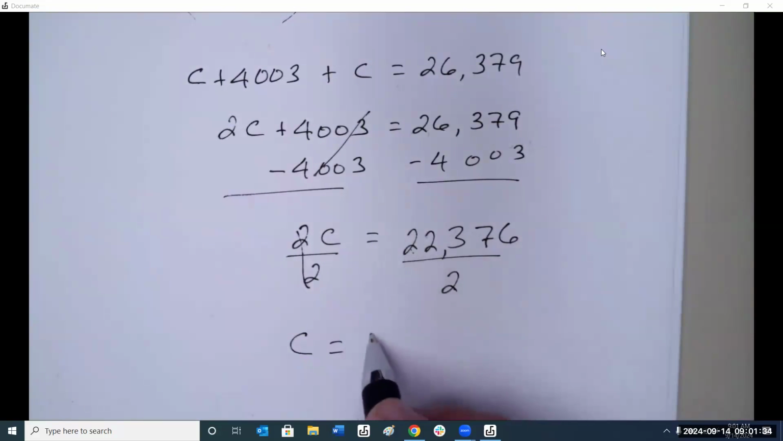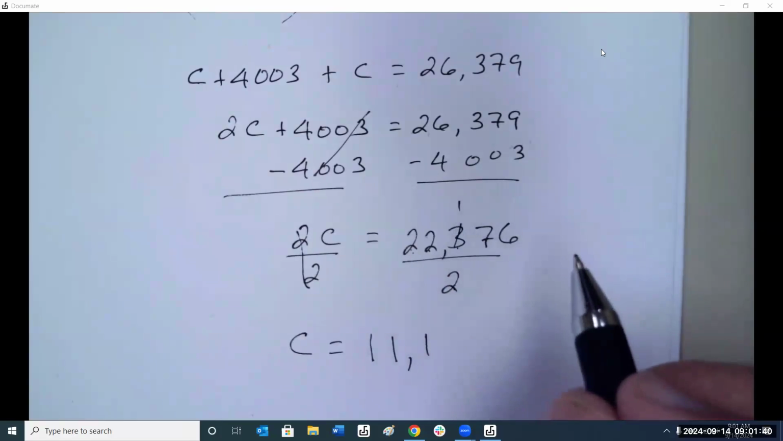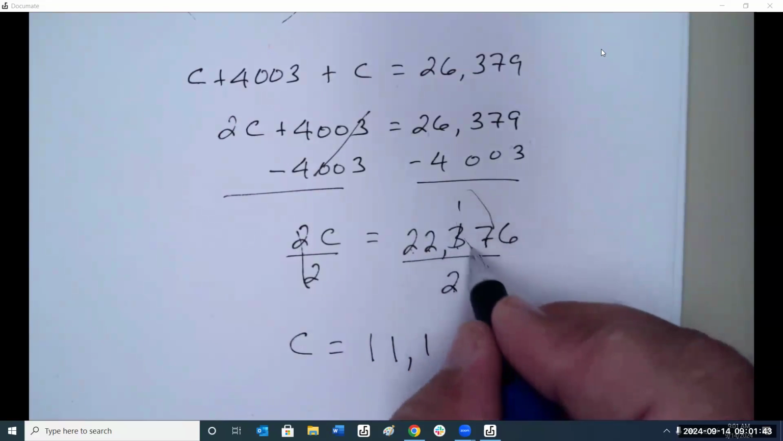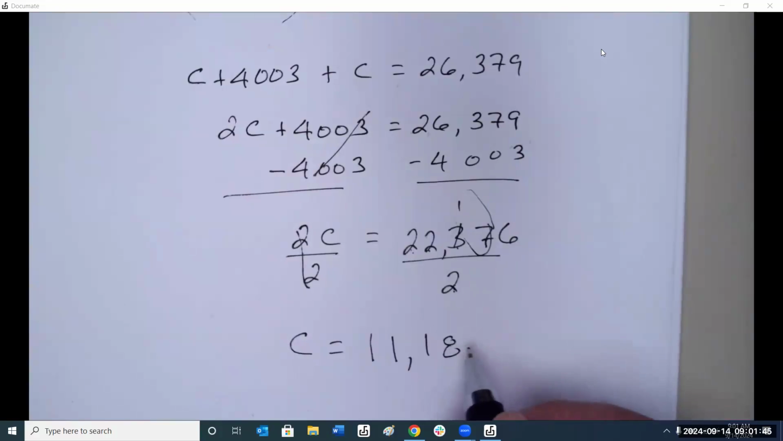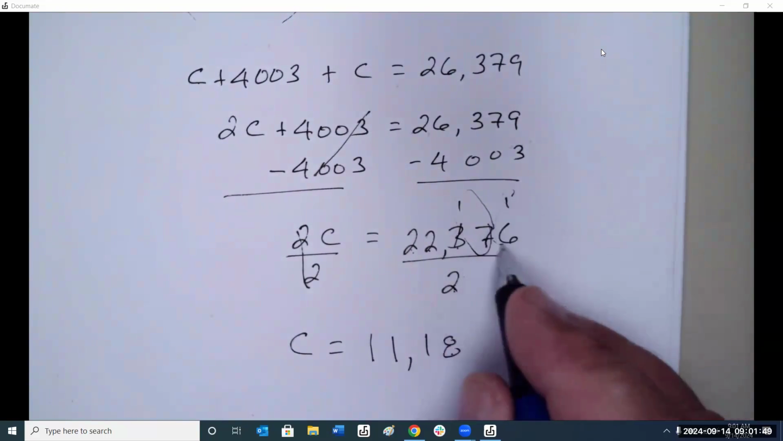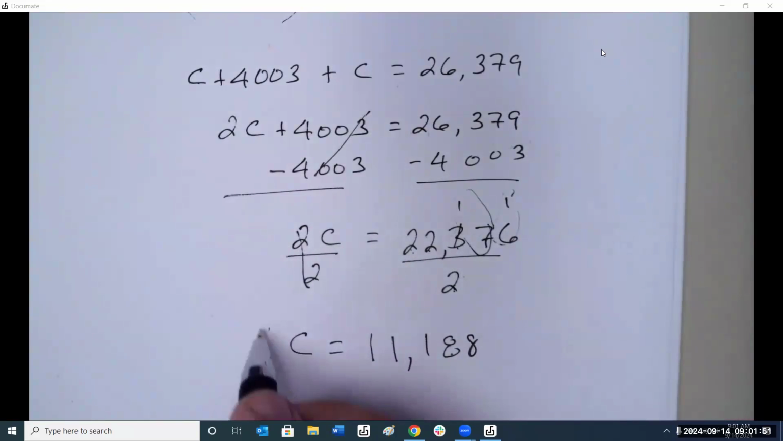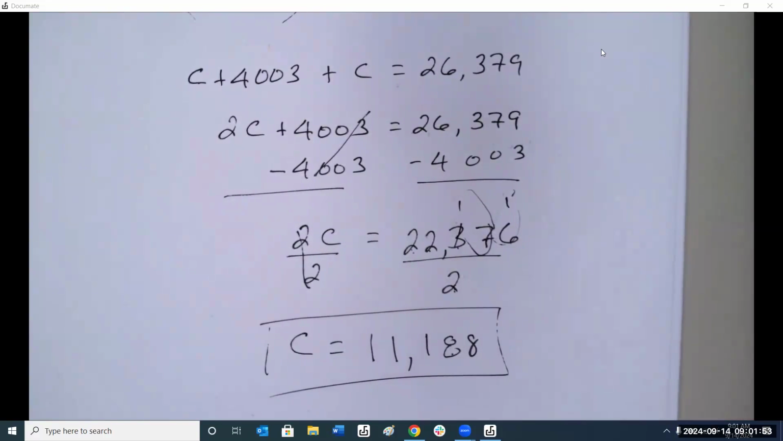Two goes into 2 once. 2 goes into 2 once. 2 goes into 3 once with 1 left over. 2 goes into 17 8 times with 1 left over. And 2 goes into 16 8 times. So California has got 11,188 stores.